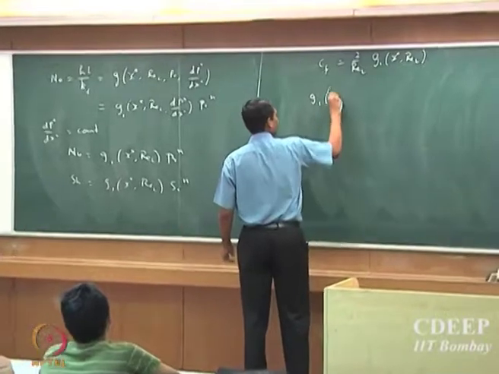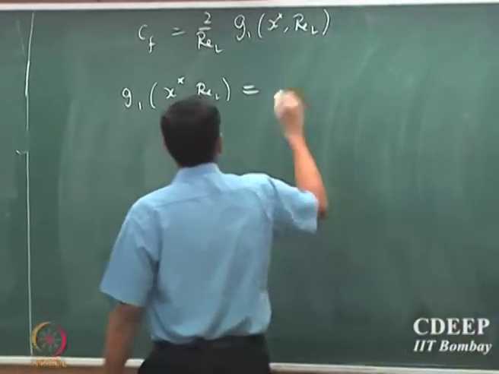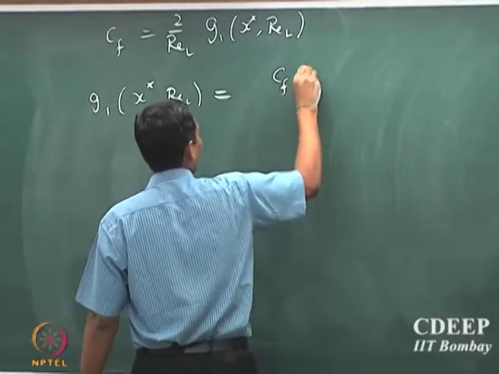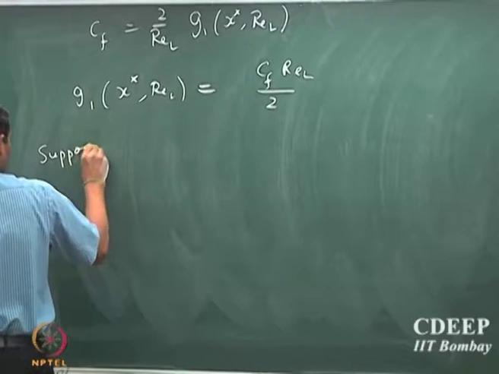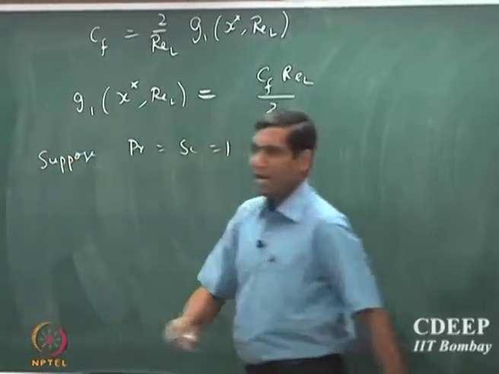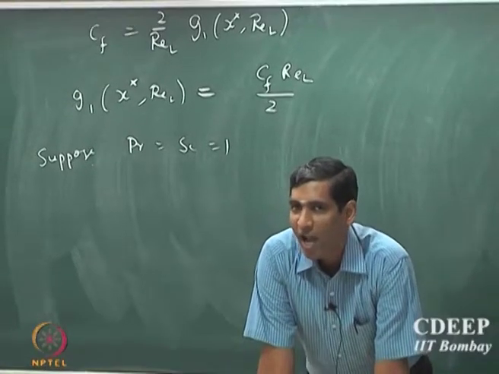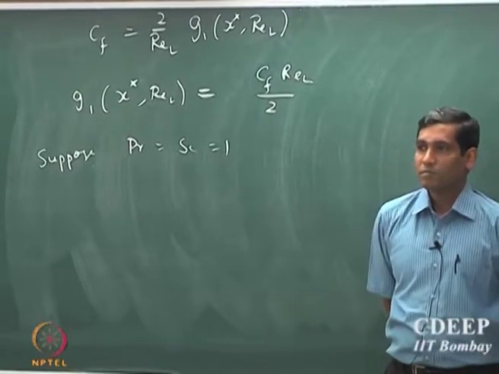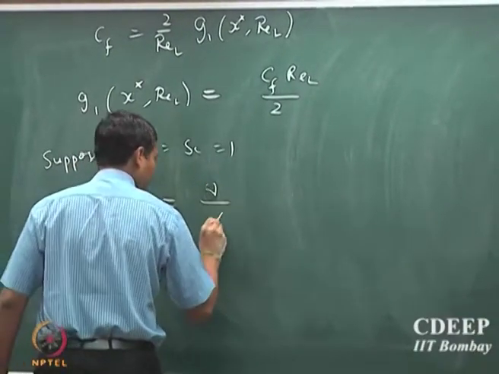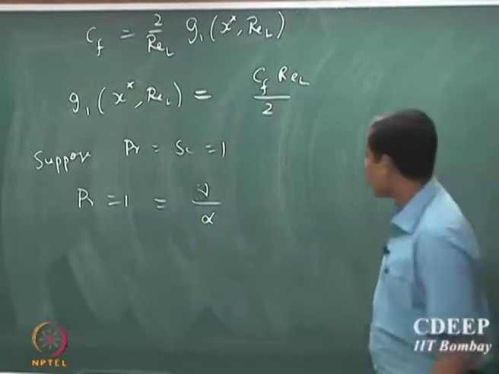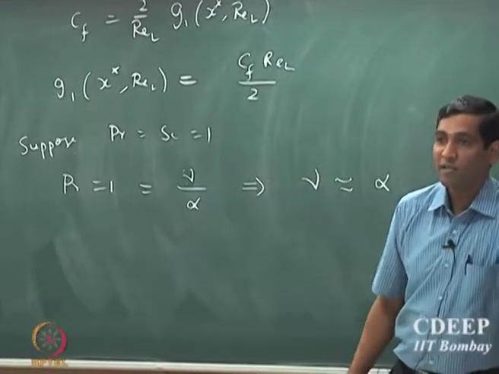So, we said G1 of x star, REL should be equal to CF REL by 2. And suppose the Prandtl number and Schmidt number are 1. When can Prandtl number and Schmidt number be 1? When can you have delta T and delta the same? When Prandtl number is equal to 1, remember that it is nu by alpha, momentum diffusivity by thermal diffusivity. This is 1, which means that the momentum diffusivity is almost equal to thermal diffusivity. When is that the case?